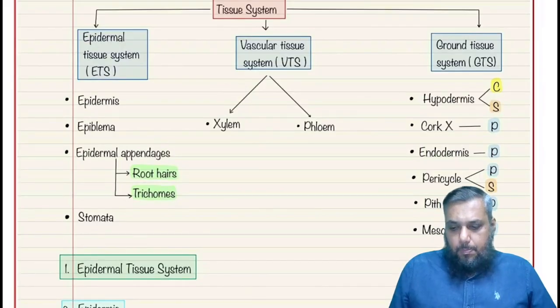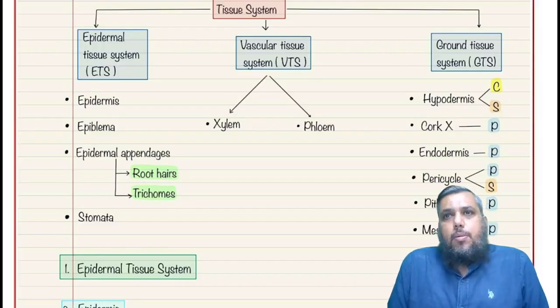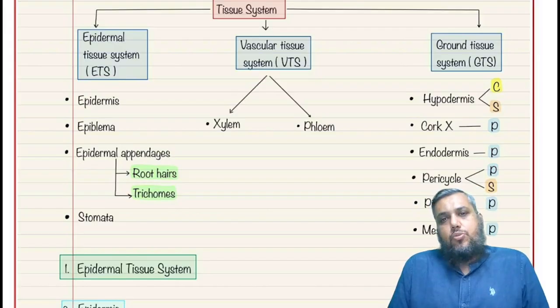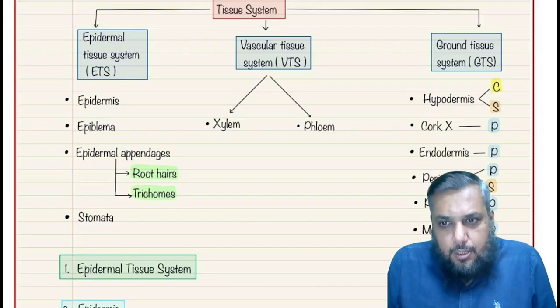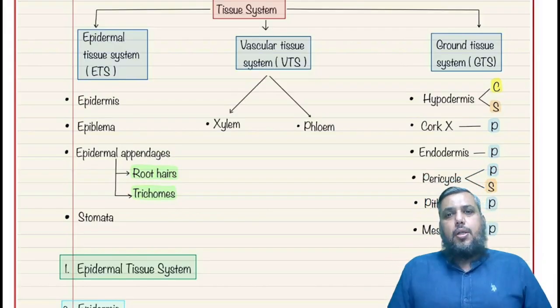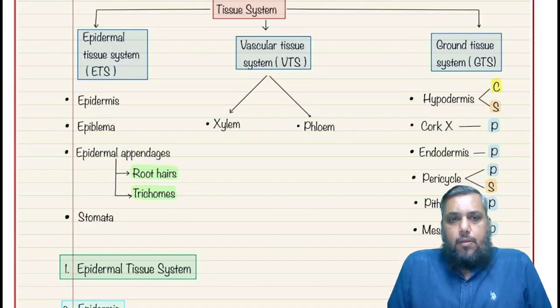So in a plant body, let us do a comparison. In a human body, we have got four fundamental types of tissue systems: epithelial, connective, muscular, and nervous. Whereas in plants, we have got three main tissue systems: epidermal tissue system, like our skin, vascular tissue system, like our blood, and the rest of the tissues is called the ground tissue system.